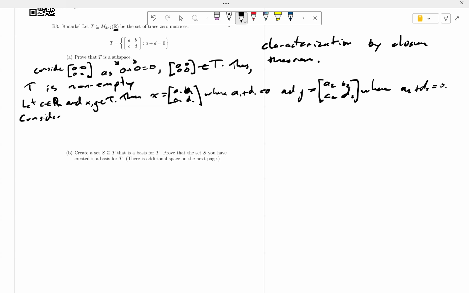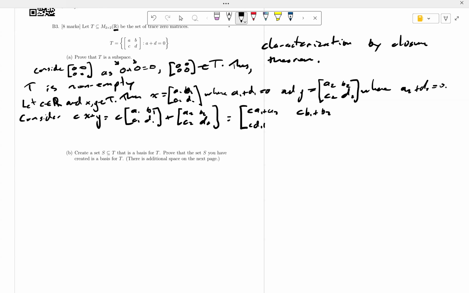Consider CX plus Y. This equals C times the matrix A1, B1, C1, D1, plus the matrix A2, B2, C2, D2, which equals, what I do is I convert this into a single matrix, because this is in fact a single matrix. It's going to be CA1 plus A2, CB1 plus B2, CC1 plus C2, and CD1 plus D2.